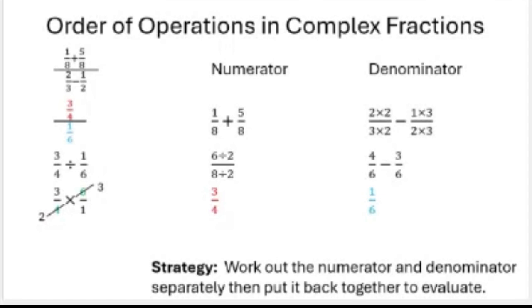Now we do the multiplication. 3 times 3 on the top, 2 times 1 on the bottom. And do they want that as 9/2, or do they want you to turn it into 4.5? Read the instructions to find out. All right, so when you see those really big, messy looking fractions with stuff to work out on the top and the bottom, my highest recommendation is work out the top, work out the bottom, then put them back together and find an answer.